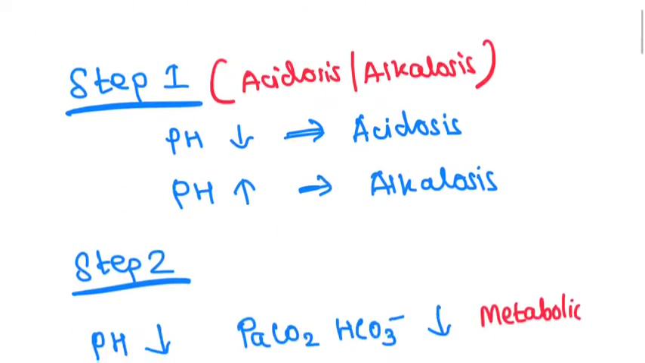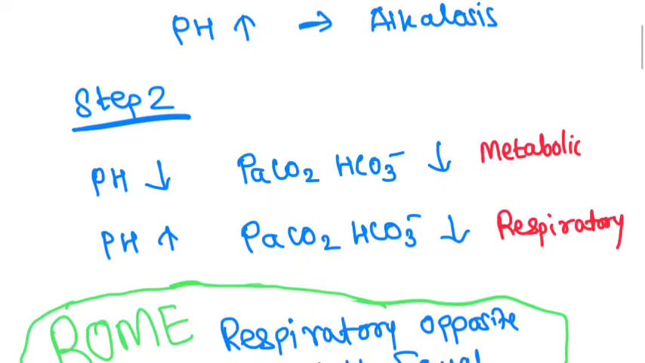Step number 1. First we should check acidosis or alkalosis. pH value less than normal is acidosis. pH value more than normal is alkalosis. Secondly, we should check the pH direction and the PaCO2 and HCO3 direction. If both are in the same direction, it is metabolic. If both are in opposite directions, it is respiratory.